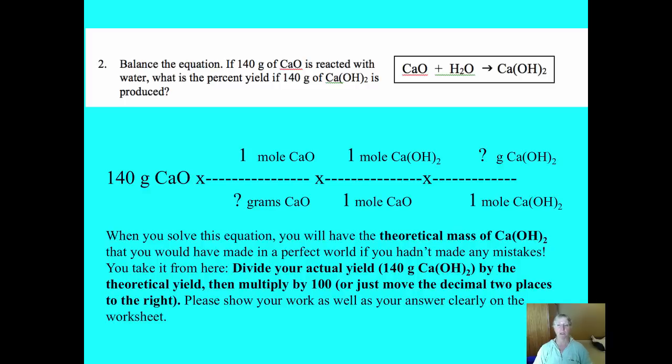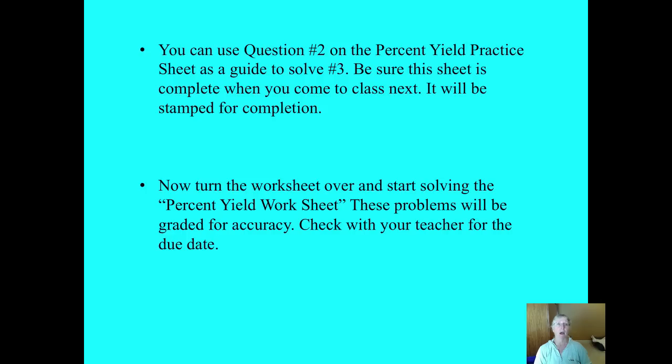Take your actual yield of calcium hydroxide, divide it by what you've just calculated, the theoretical yield, times it by 100, or take the shortcut of moving the decimal point 2 places to the right, and make sure that you show all of your work clearly, as well as circle or box in your answer so that is also clear. I would recommend that you use question number 2 on this worksheet as a guide to solve number 3. Same problem, just different substances and numbers. This time it will not be a 1 to 1 ratio.